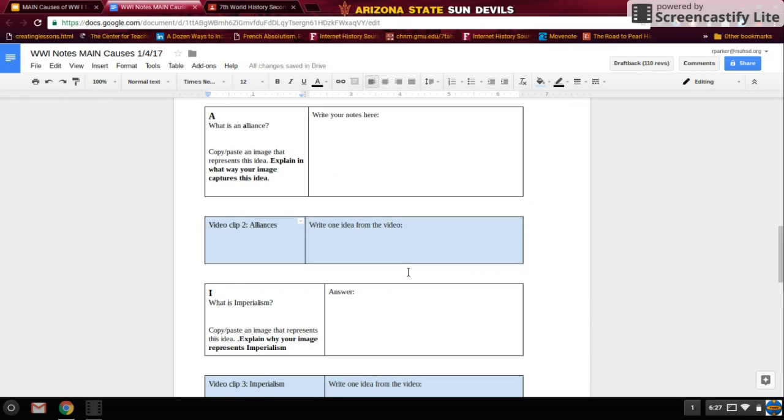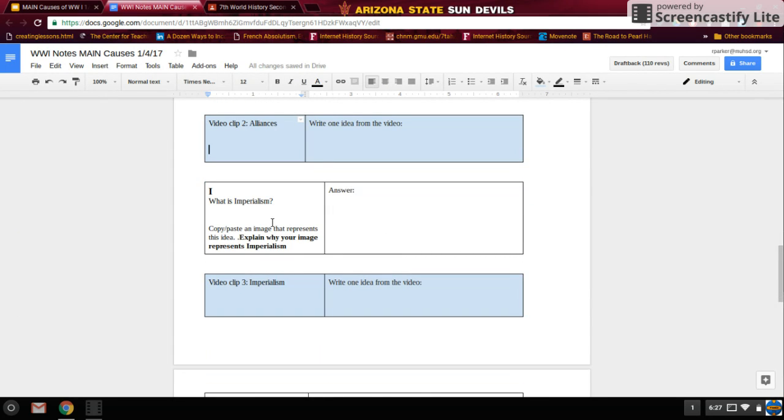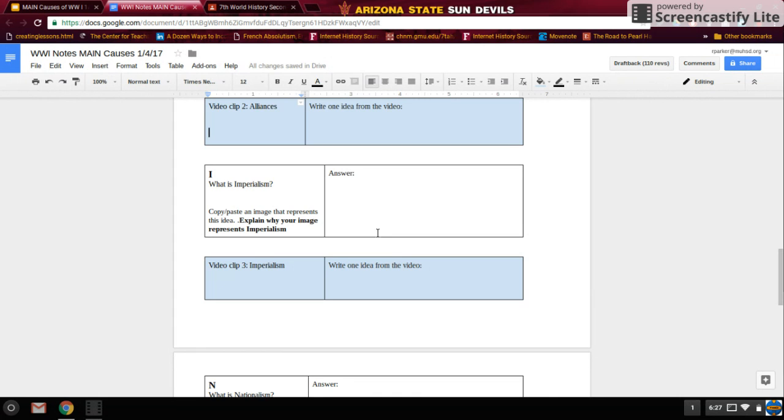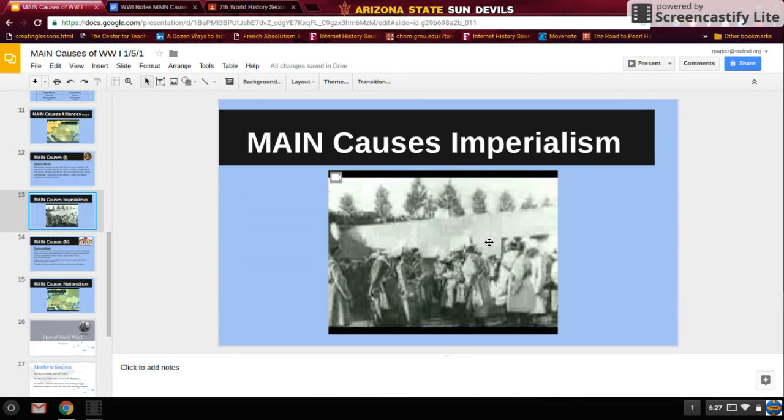So you need to put those notes under our I. And just like previously, I would like for you to copy and paste an image and explain why that image is a good representation of imperialism. And once again, also there is a short video clip on imperialism right here. Get the notes on that.